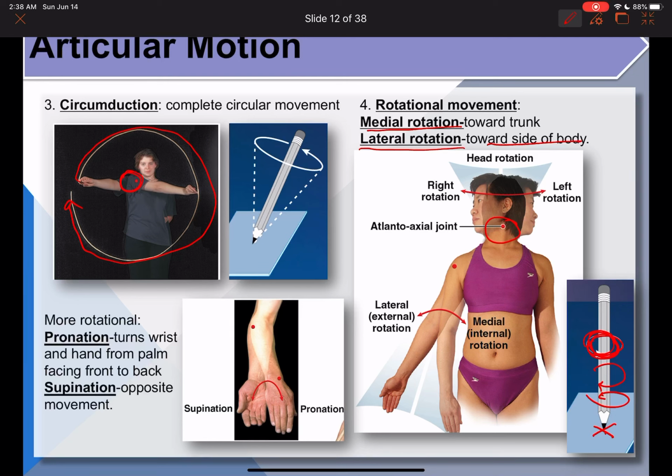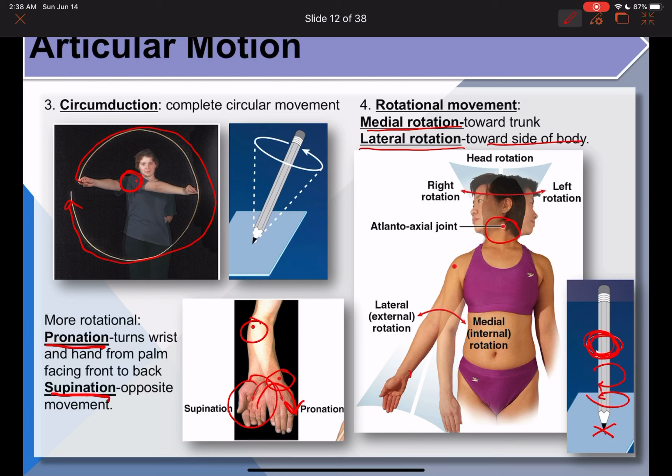Okay, and then more rotational movement is if we think about the joint at our elbow or our wrists. So there's something called pronation and supination. Now this again has to do with our directional terms. Prone position, remember, it means you're facing down towards the ground. Supine position means you're facing upwards looking at the ceiling. So same thing with your hands.